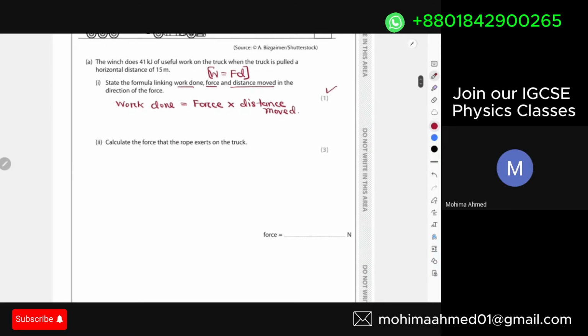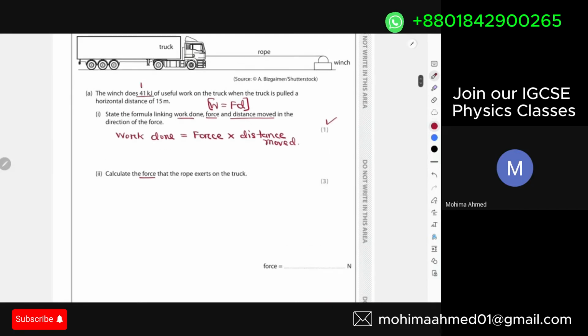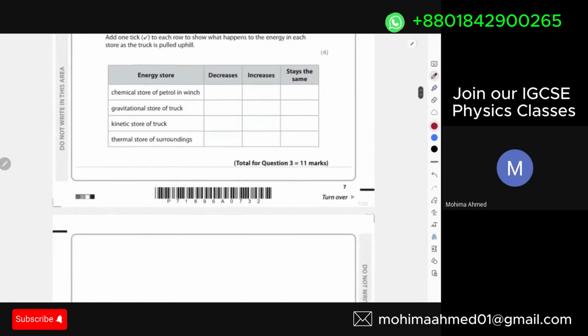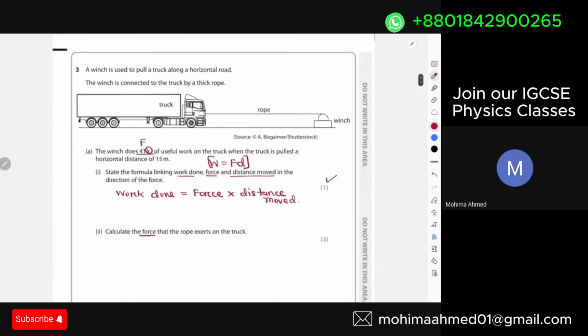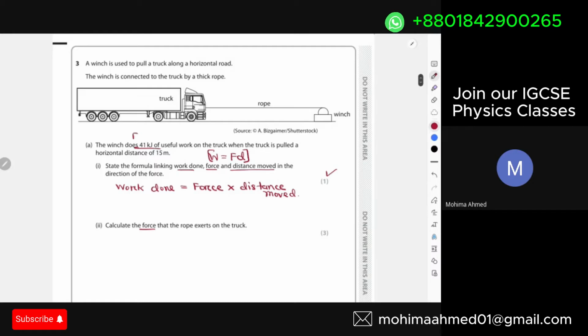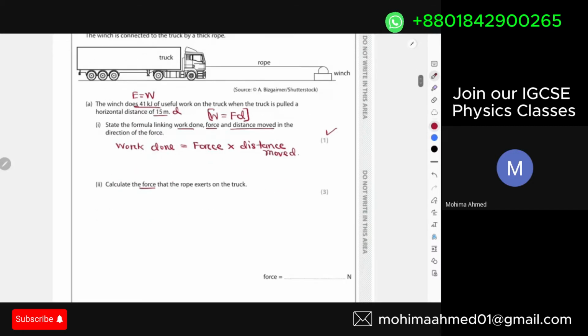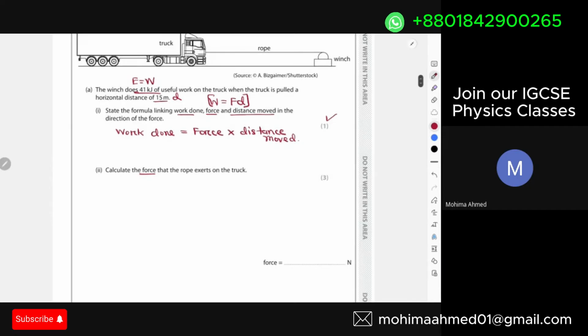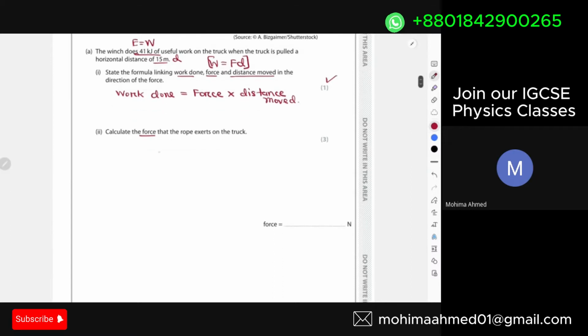Then after this, we need to find out the force that the rope exerts on the truck. They have given you the value for the energy, which is work done, and they have given you the value for the distance also. Only difference is that energy is in kilojoules. If you want to find out the force, you always have to break down kilojoules into joules. So you're going to first convert kilojoules into joules. 41 kilo means 10 to the power of 3, if you remember. So this is 41 times 10 to the power of 3 joules.